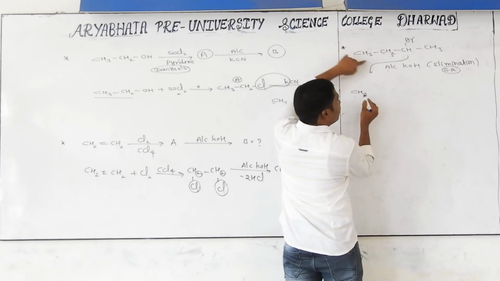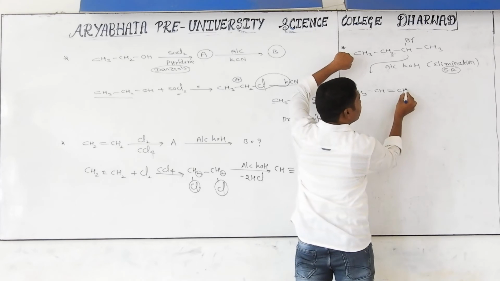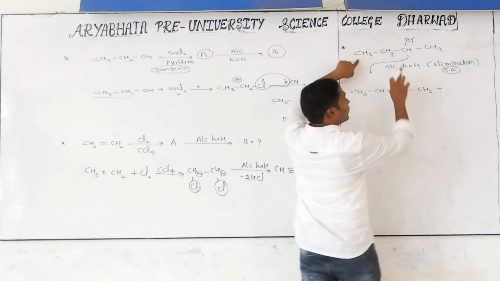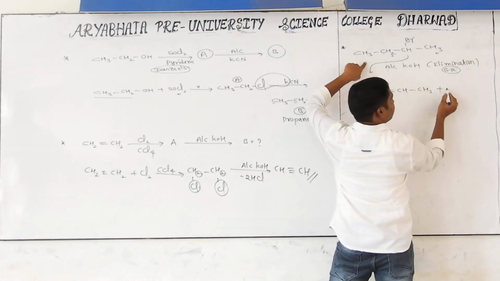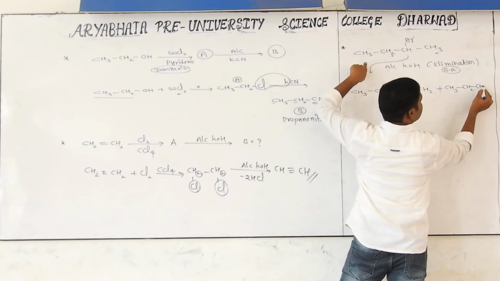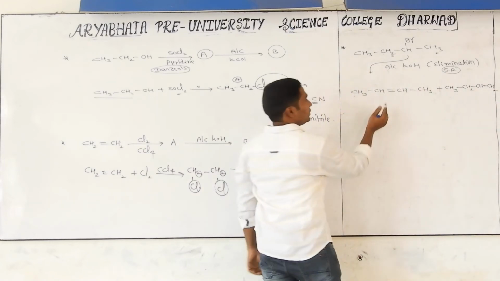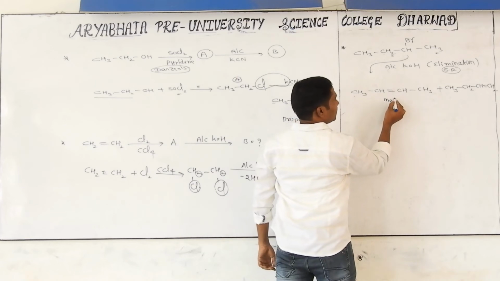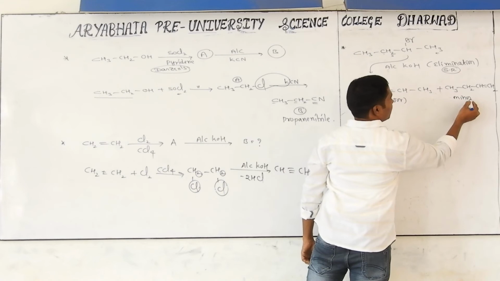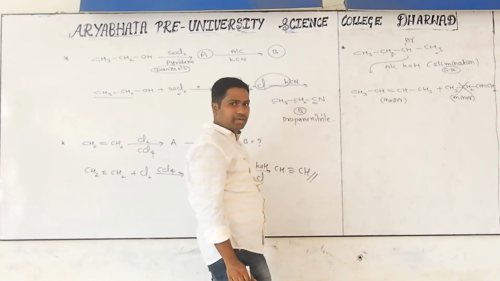CH3. First of all, I am removing hydrogen from here: CH double bond CH and single bond CH3. One product. And one more product by elimination of hydrogen from here: CH3, CH2, CH double bond CH2. Which is the major? This is the major product according to Saytzeff rule, and this is the minor product. So we are not writing the minor, let it be.